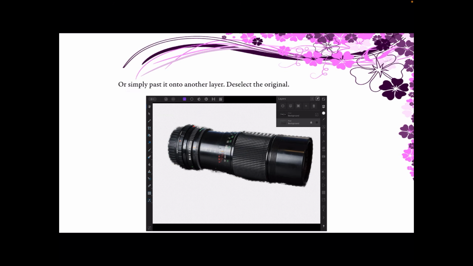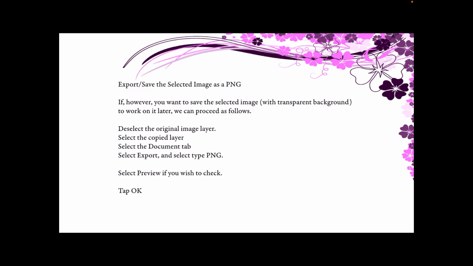Or you might simply want to save the image. So paste it into another layer and deselect the original. And you can see there, I've got it in a layer above the original, which is locked, and I've deselected the original, so you can't even see the original. There's just the image there that we've copied, and it's on a separate layer. To export and save that selected image as a PNG, you do the following.